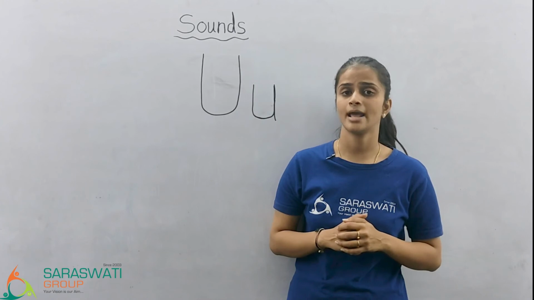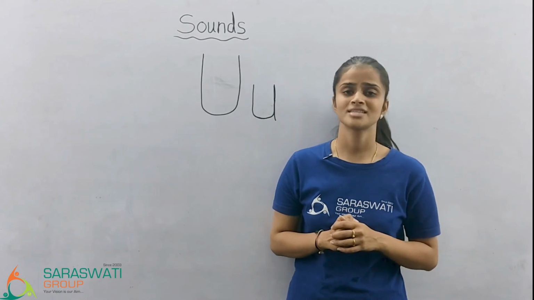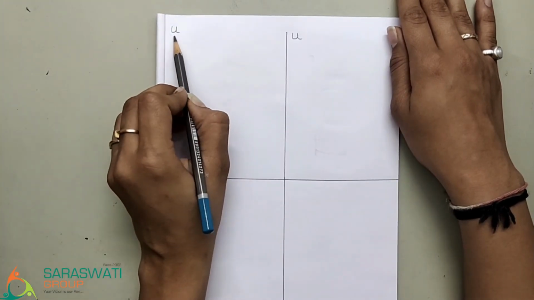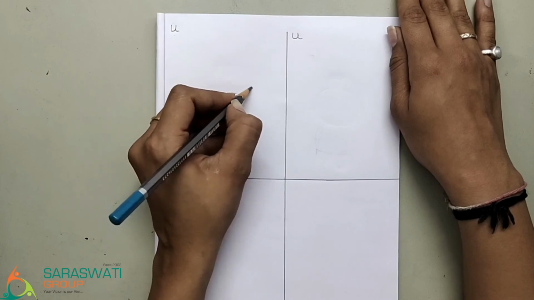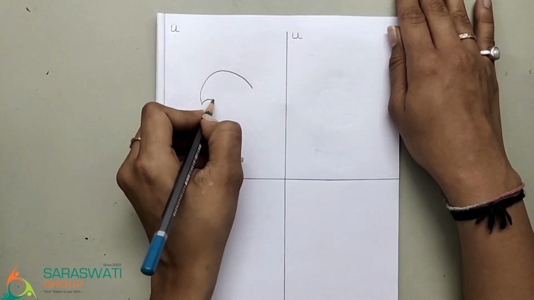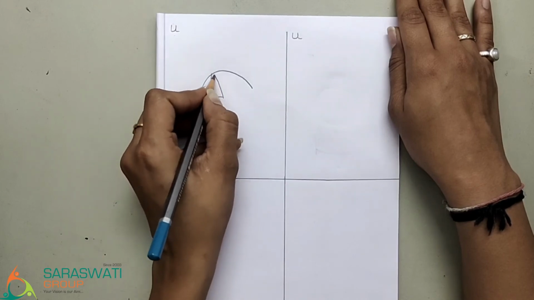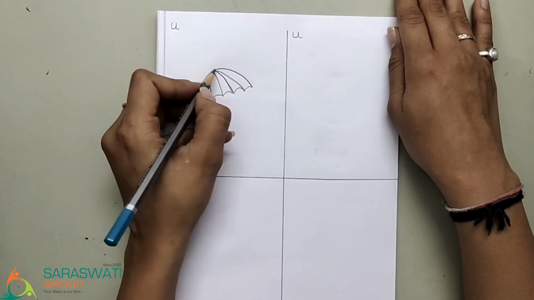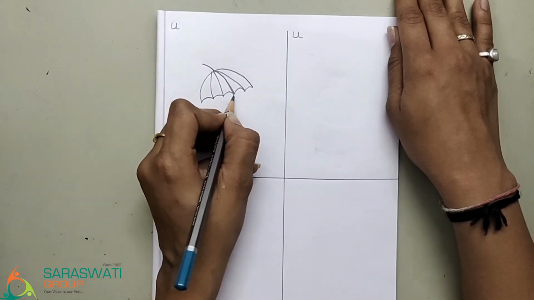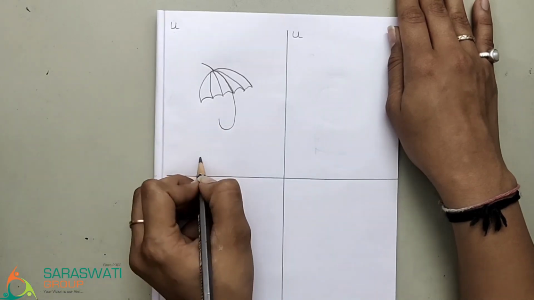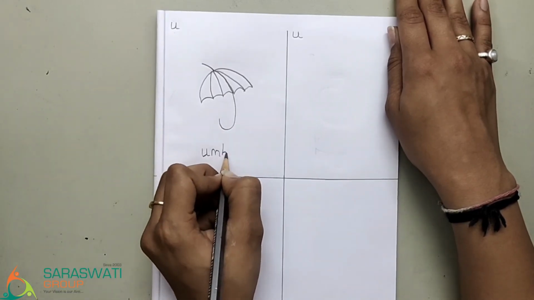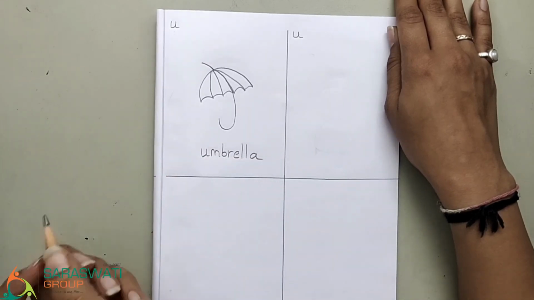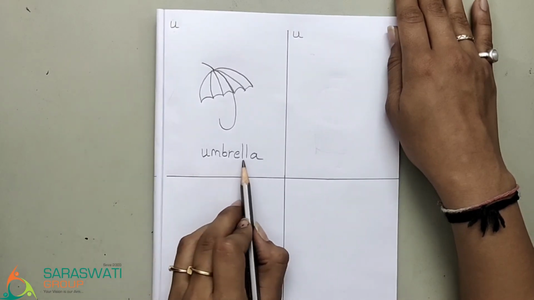Now Didi will show you the demo for illustration of sound. Now we are going to do the sound of U. What is this? This is umbrella. What is the initial sound of umbrella?